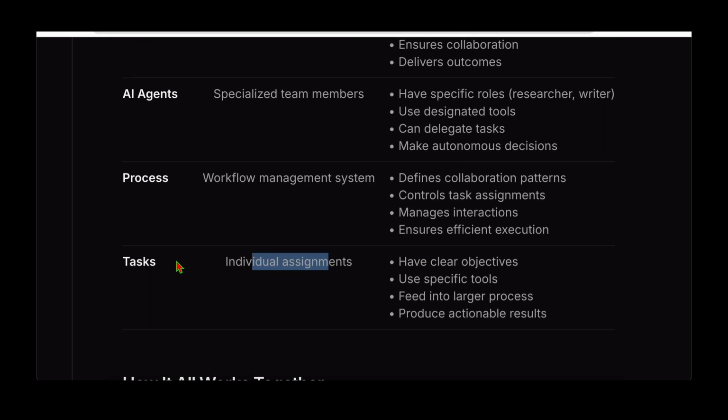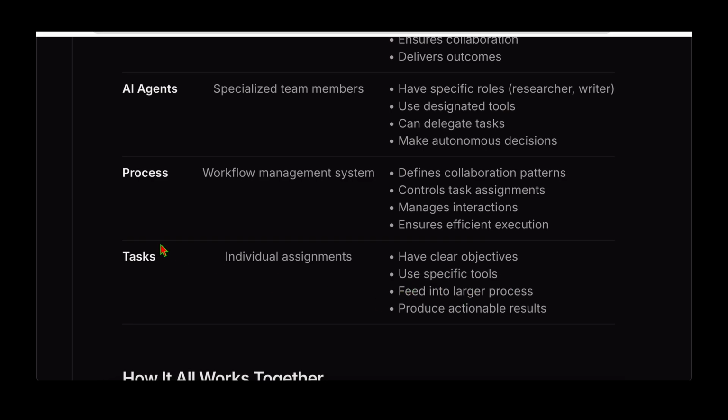For example, the task of a software engineer is to write code. So tasks generally have clear objectives and they use specific tools. For example, a software engineer is going to use an IDE and is also going to compile the code, etc., etc. And the tasks feed into larger processes and produce actionable results.